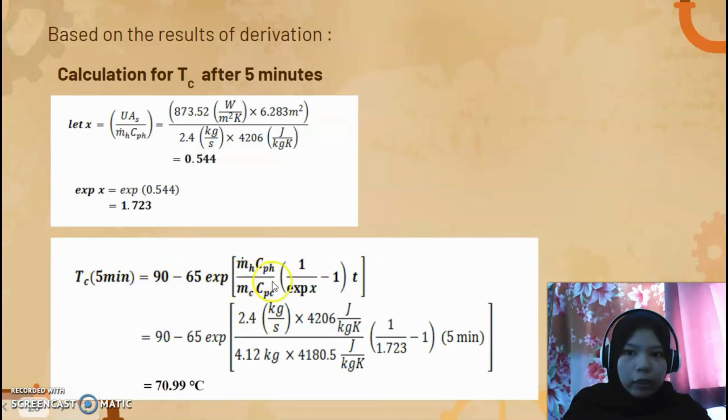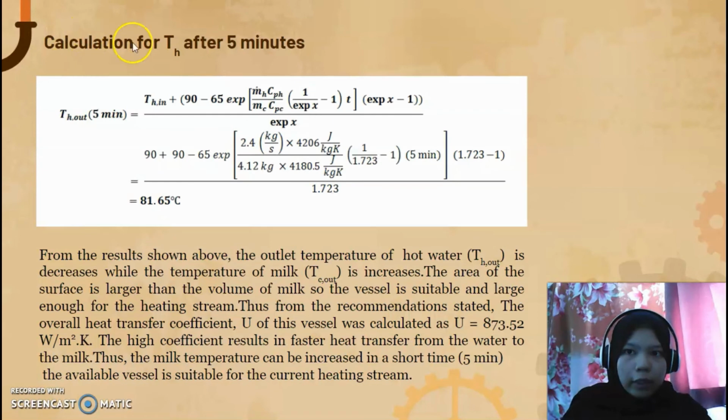So for the derivation, for the equation, substitute the value and we get the value for TC after 5 minutes is 70.99 degrees Celsius. Next, for the TH after 5 minutes, this is the equation we get from the derivation, that's for the X, and then we take the value at 81.65 degrees Celsius. So from the results shown above, the outlet temperature of hot water TH decreases from 90 degrees Celsius to 81.65 degrees Celsius, while the temperature of milk TC increases.